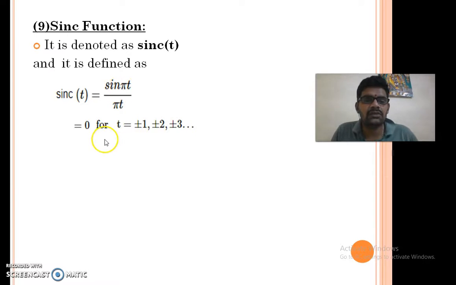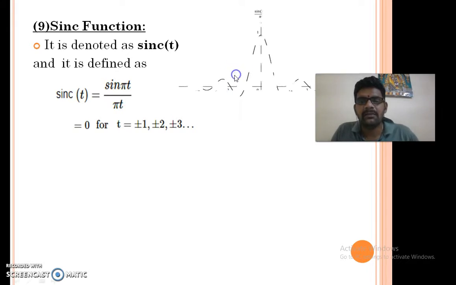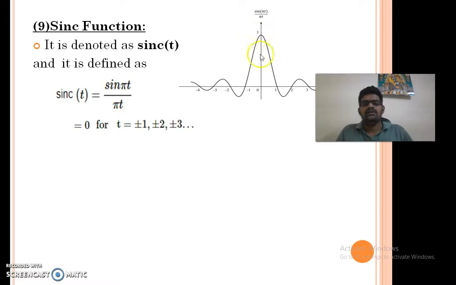Now at t equal to 0, it is sin 0 by 0, which is an undefined form. So applying L'Hospital's rule, it is sin pi by pi, and it has a constant maximum value, that is 1. So this is the sinc function. It oscillates continuously, and it crosses the 0 point at 1, 2, 3, minus 1, minus 2, and so on. So this is about the sinc function and its definition.